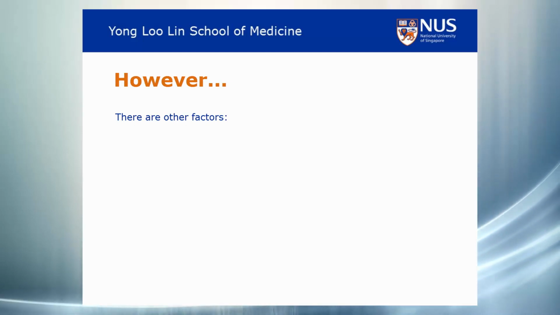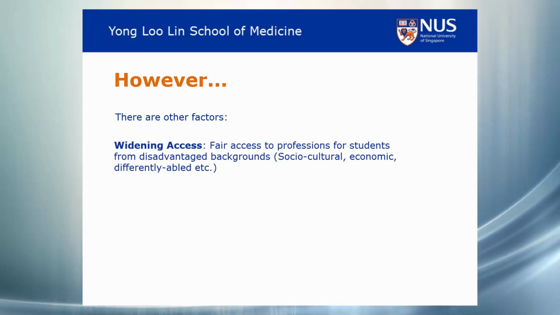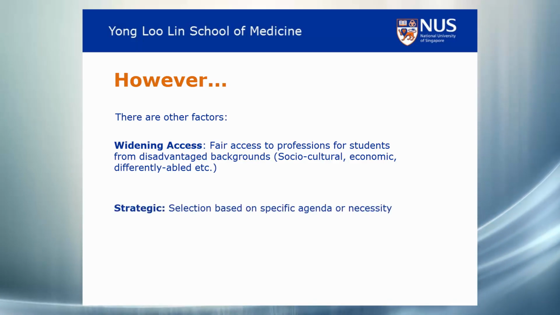First of all, there's this thing called widening access, the term used to provide fair access to professions for students from disadvantaged backgrounds. For example, disadvantaged socio-cultural background, economic background, or differently abled, physically differently abled students. And also, our selection processes could be influenced by some strategic factors. For example, selection based on specific agenda or necessity.